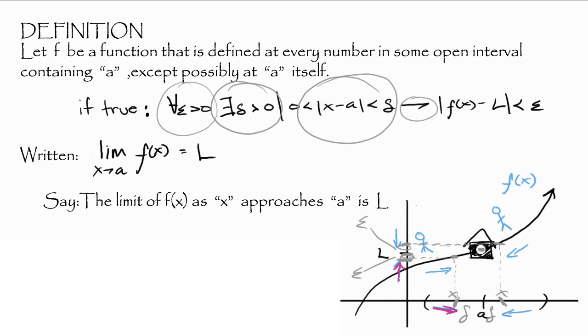And to help you remember how to say it, there's a little mnemonic device that I use. It's the limit of f of x as x approaches a is L. It looks like the number 2. So that's how you can remember to say it. And this is the way to say it right here.